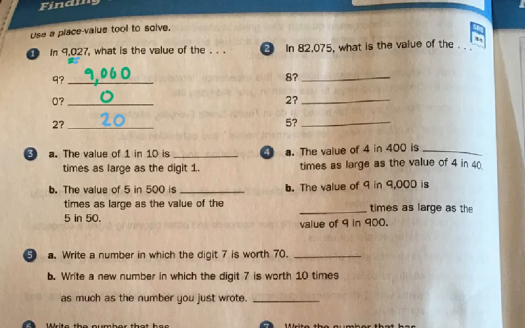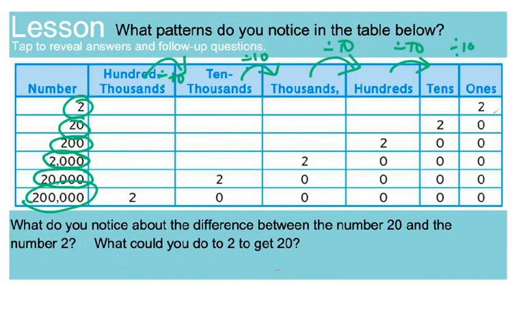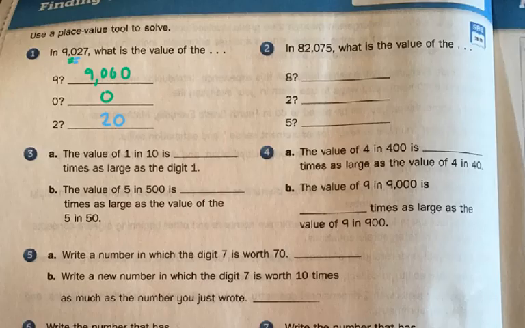Number 3A, it says the value of the 1 in 10 is blank times as large as the digit 1. So going back, if you just remember, each time we moved one place to the left, it was 10 times greater, 100 times greater, 1,000 times greater, 10,000 times greater. So the value of 1 in 10 is 10 times as large as just the digit number 1.